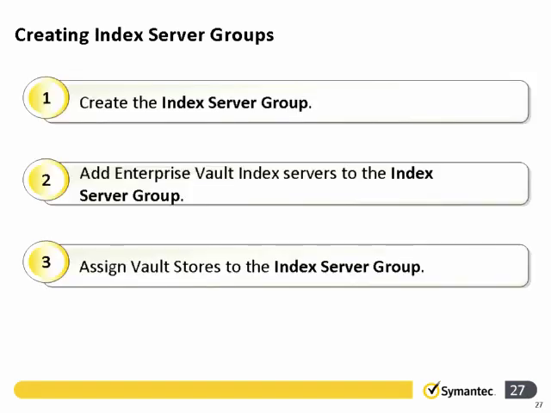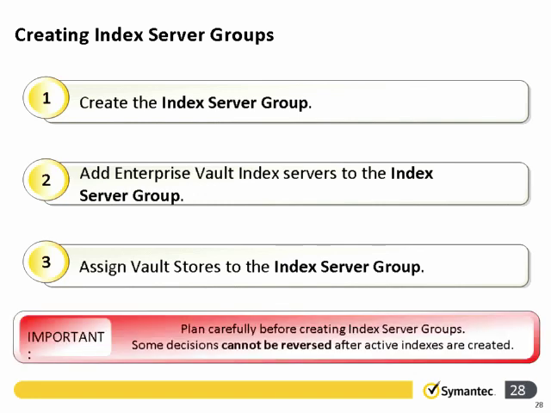Next is, if you do decide that you need to create an index server group, we're going to go through the basic process for creating an index server group. First, you create the index server group, then you add the Enterprise Vault indexing servers to the index server group, and then you're going to assign the vault stores to the index server group. And again, one of the things we want to reiterate is the importance of making sure that you really want to use index server groups, because some of the configuration settings are not reversible, and we'll be looking at some of those a little bit later in the lesson here.